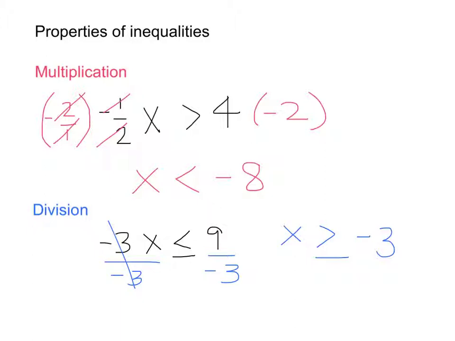So just make a note that if you're multiplying by a negative number or if you're dividing by a negative number, it makes your inequality point the other way when you do that part.